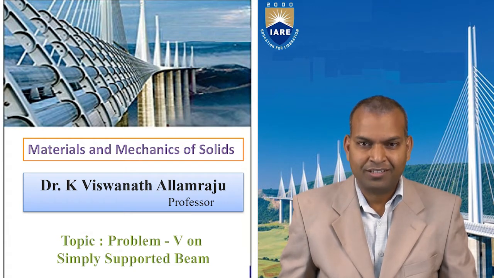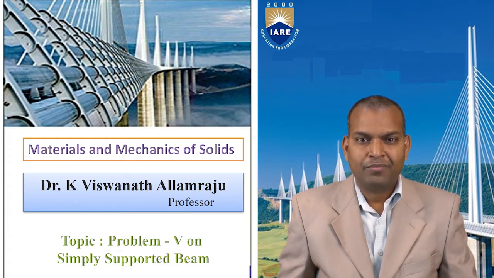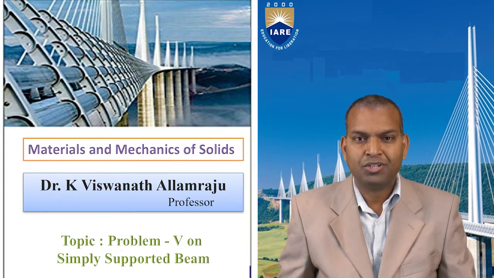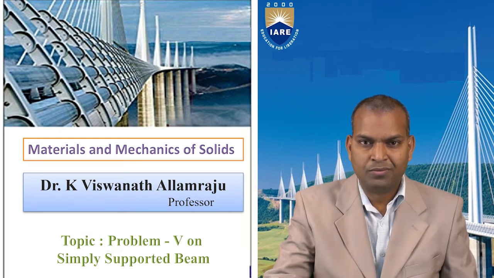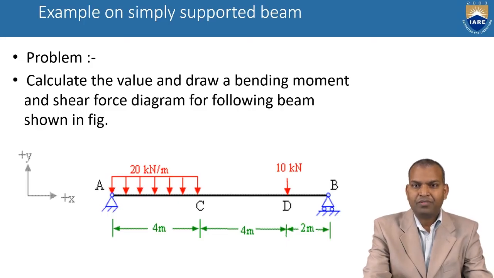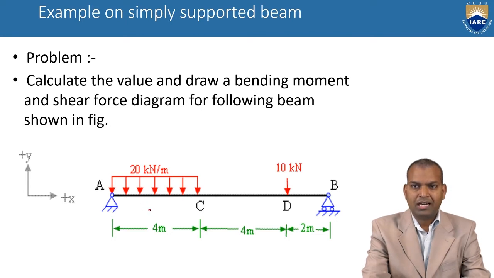Today we are going to study a problem of a simply supported beam subject to a combination of UDL and point loads, where UDL stands for Uniformly Distributed Load. The span of the beam is 10 meters and the UDL is acting over a total of 4 meters from support A to C. And at point D, the concentrated load of 10 kilonewtons is acting vertically downwards.